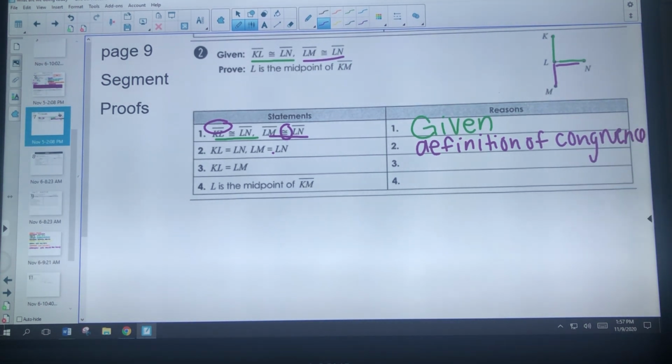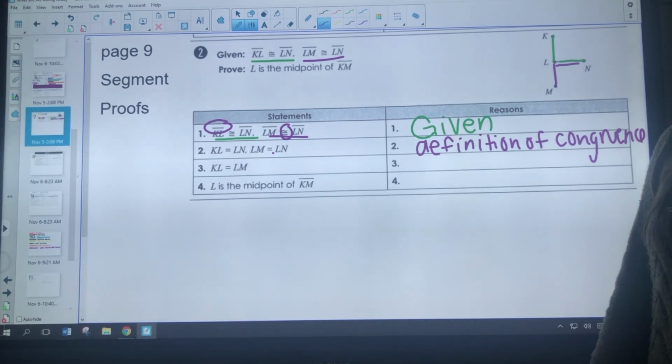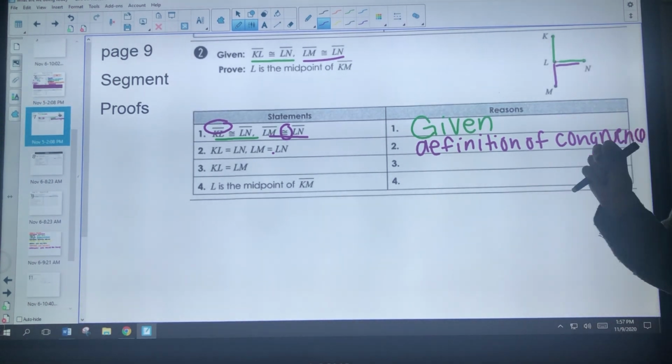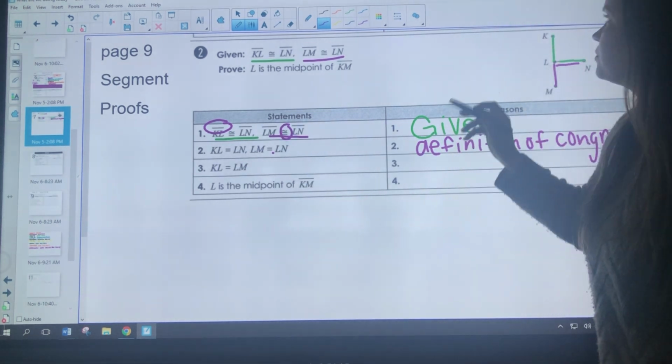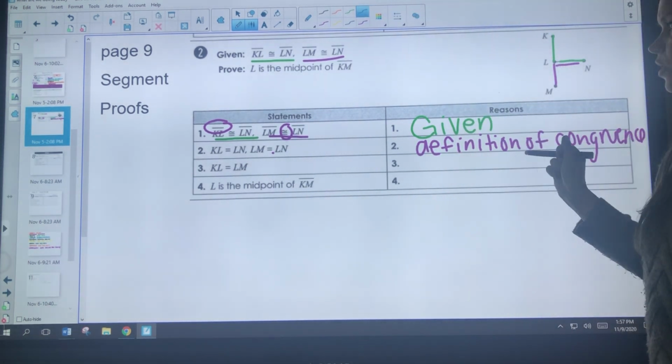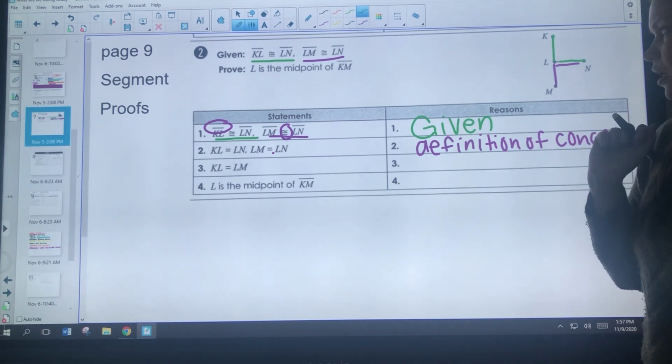Again, a vocab term you should have memorized in chapter 1. Congruence means two things have the same measure, and this says two things have the same measure. So without knowing your vocab, you're going to be really stuck.